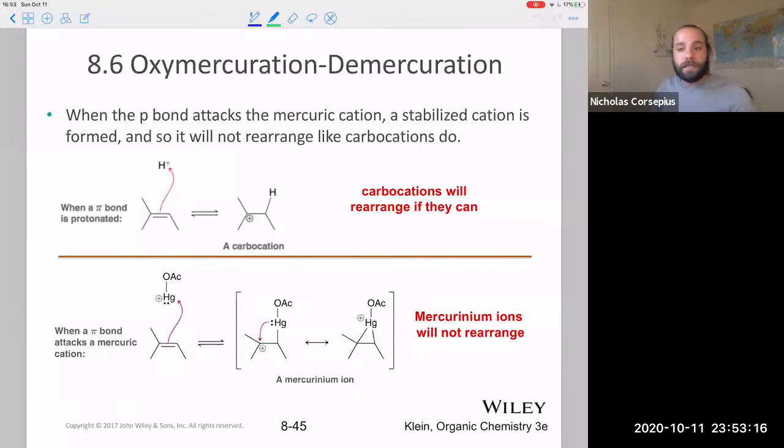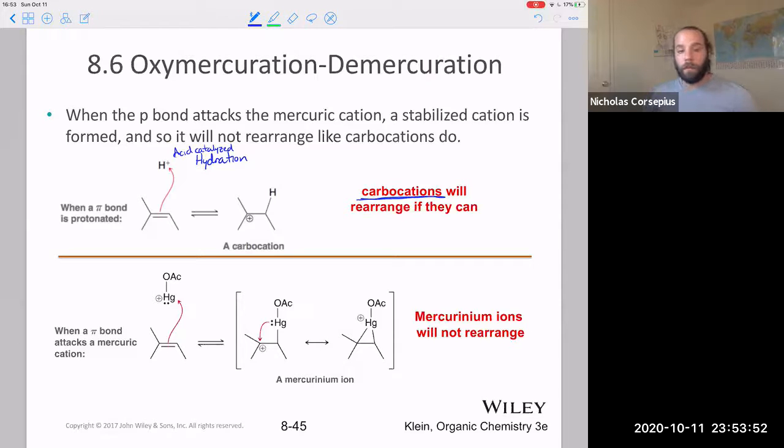Okay, so then lastly is this idea of rearrangements that may take place between the two reaction types. So up top here, we have hydration, acid catalyzed. And this will proceed through a carbocation intermediate, which means that we always have to be on the lookout for rearrangements. Right? If there's a more highly substituted carbon as your next door neighbor, you can have a hydride shift or a methyl shift in order to form that more stable carbocation.